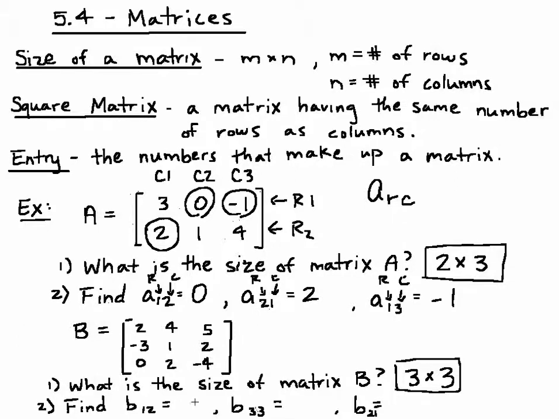And then to identify the different entries, B12 tells us that we're in the first row, second column. So the entry B12 is 4. B33, we're in the third row, third column. So the entry B33 is negative 4. And then finally B21 tells us that we're in the second row, first column, which is negative 3.